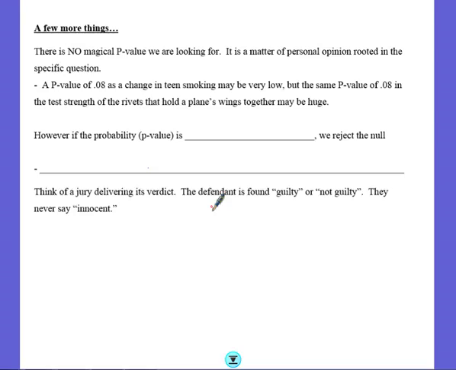A p-value of 0.08 in a change in teen smoking can be considered very low. But a p-value of 0.08, if you're talking about the strength of a rivet holding a plane's wing together, that could be a really big difference. So typically, the p-value that we use is 5%. So any p-value that's less than 5%, we typically will reject the null. Problems sometimes will state what p-value to use. If a problem doesn't state what p-value to use, just assume that it's 5%.